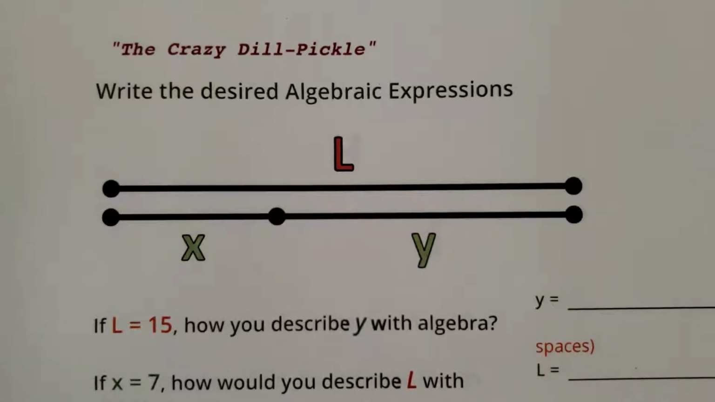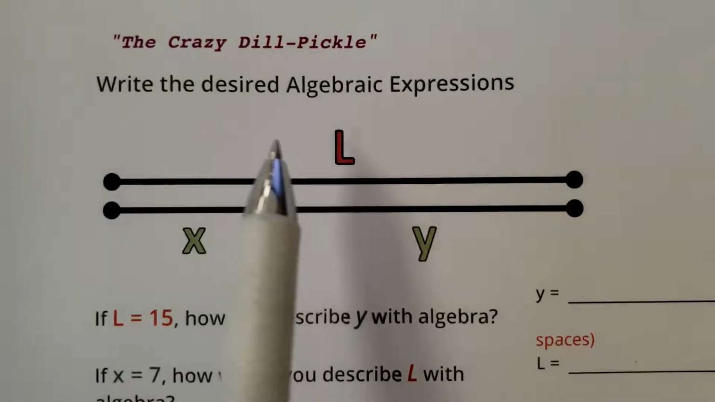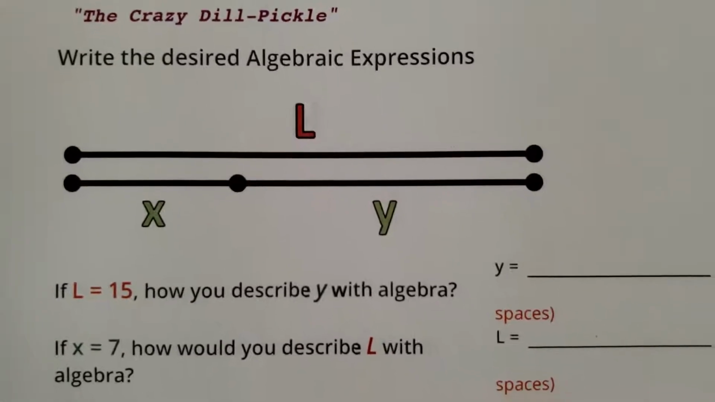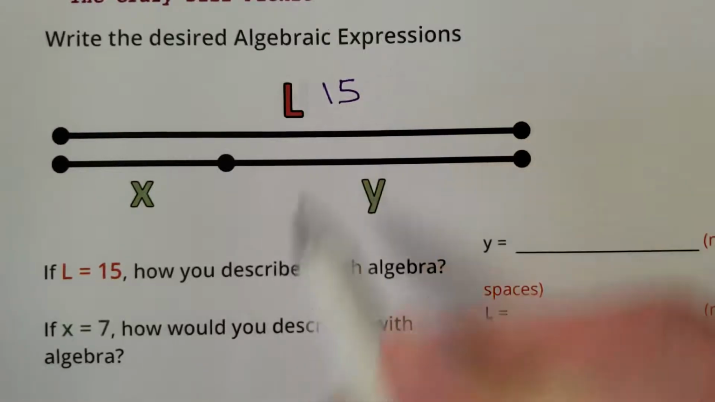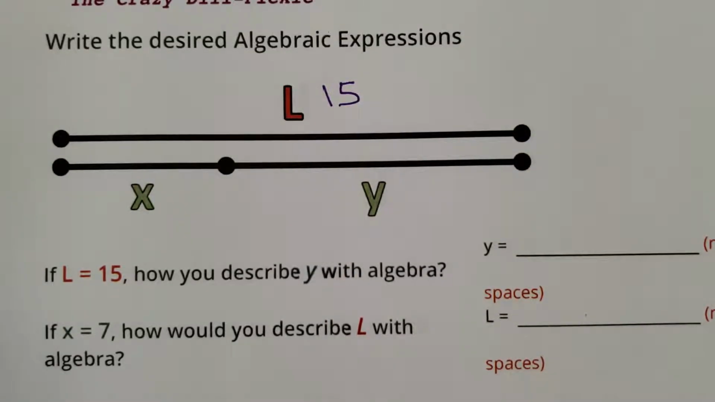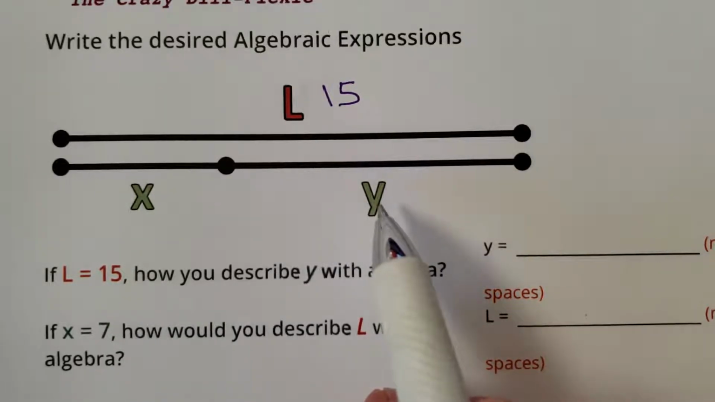The Crazy Dill-Pickle. Write the desired algebraic expressions. Okay, so if L is 15, so again, it's kind of nice to do these on paper. I printed these off from Schoology. You can't write on Schoology, but you can write on paper. If L is 15, how would you describe Y using algebra? Well, what would Y equal?